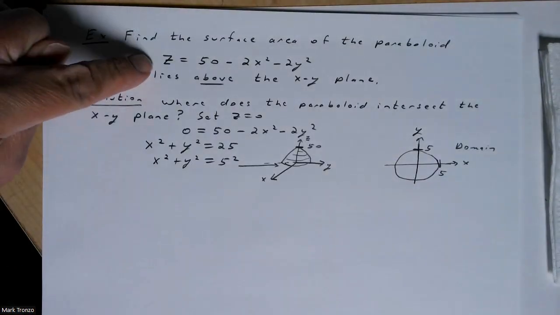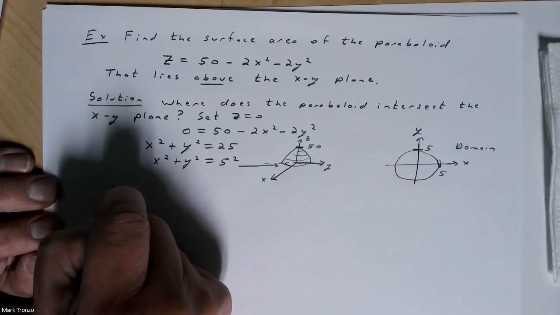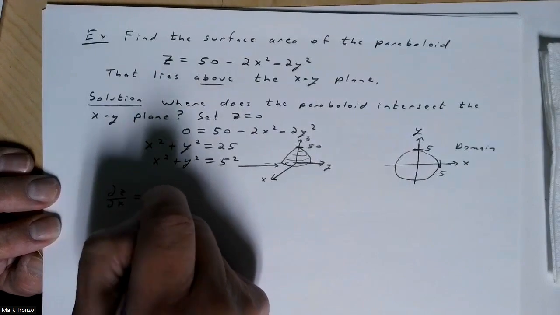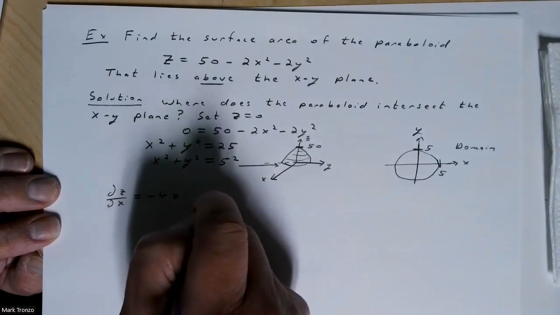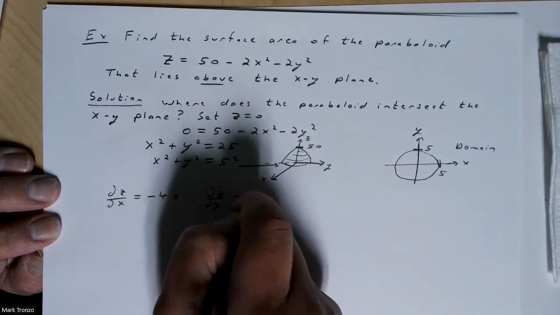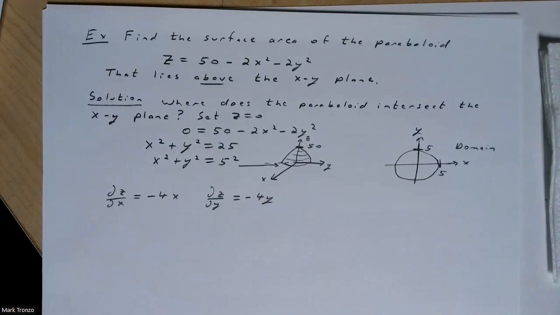And so now we can go ahead and use the rest of our equations here. We need dz/dx. So we're just going to go back up here and find dz/dx. That's going to be minus 4x. dz/dy is minus 4y, like this.